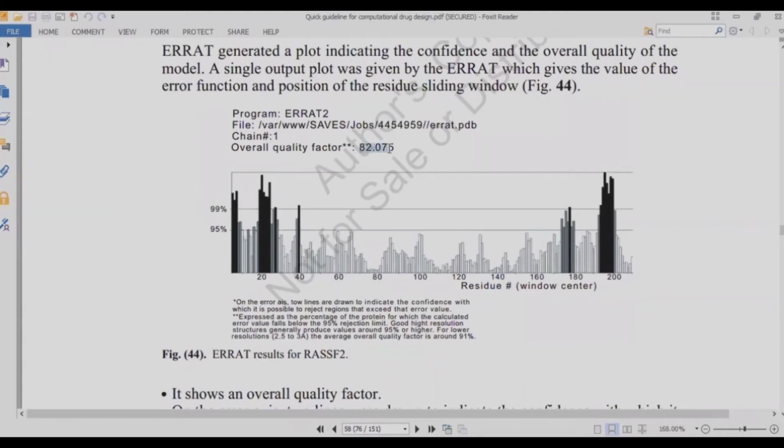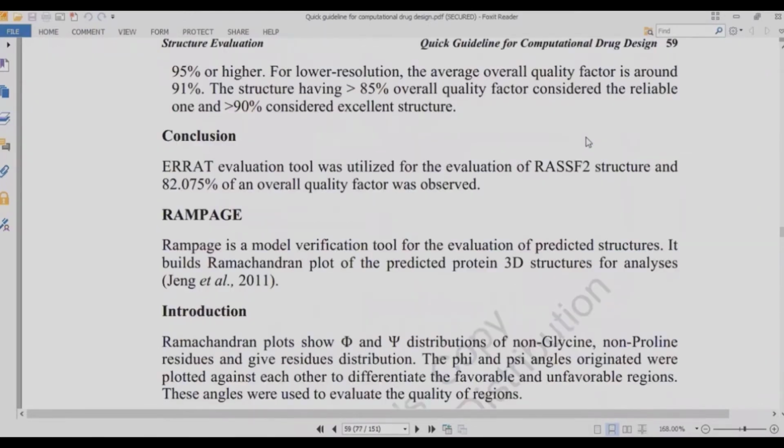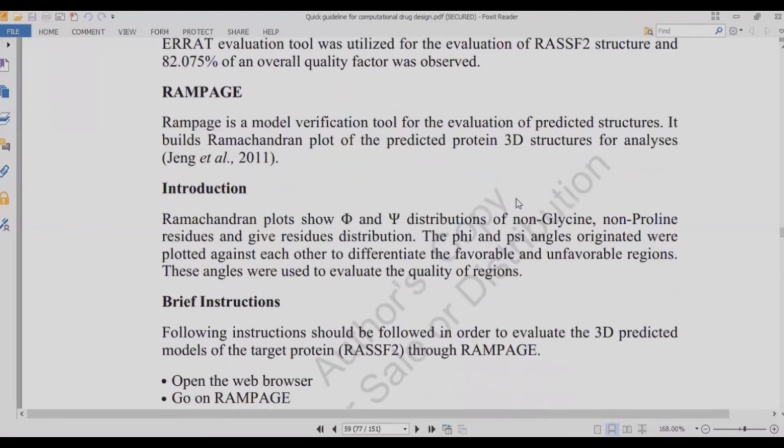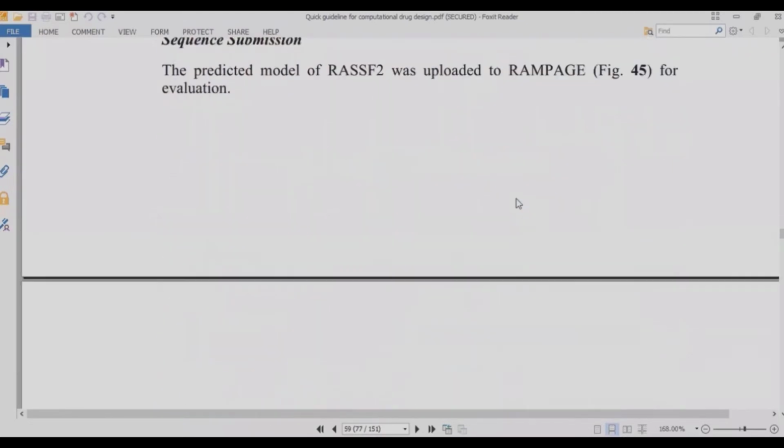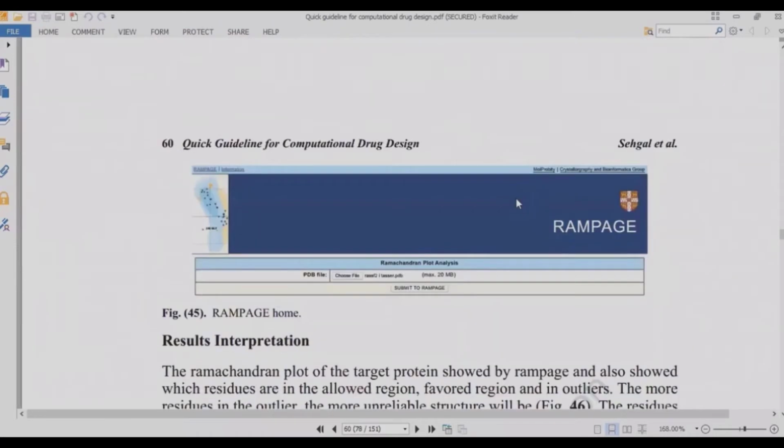We have an 82.075% overall quality factor for the predicted structure of RAS-F2. Conclusion: the ERRAT evaluation tool was utilized for the evaluation of the RAS-F2 structure, and an overall quality factor of 82.075% was observed. Then we have Rampage. It's also a very good tool for the analysis of psi-phi angles, to find the favored region, allowed region, and the outliers.